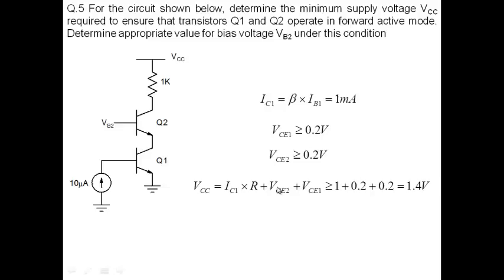So this is VCC here. And VB2, we know that this is forward bias. So I need 0.7 between here and here, and 0.2 here. So VB2, we have to apply at least 0.9 volt.